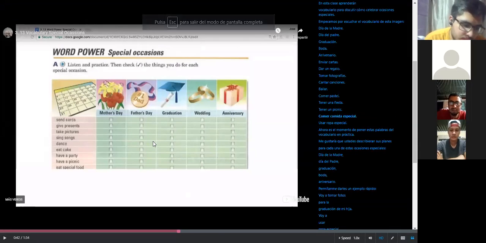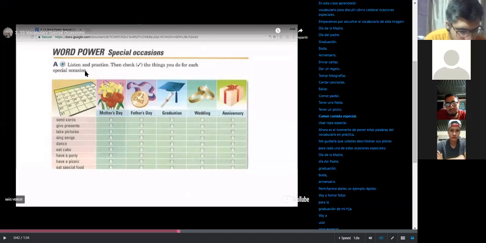Okay, so what we need is this chart. It says word power, special occasions, listen and practice, then check. The things you do for each special occasion. For example, we have Mother's Day, Father's Day, graduation, wedding, and anniversary. So we have five special occasions. And then we have this playlist here. Well, that says send cards, give presents, take pictures, sing songs, dance, eat cake, have a party, have a picnic, and eat special food. Now, for Mother's Day, for example, what are the actions that we can do from the list on the left?